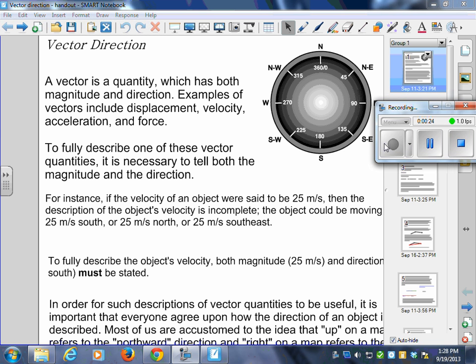All right, let's review where we're at with vectors. We know about vectors needing a magnitude and direction. I've talked about the examples: displacement, velocity, acceleration, and force. We've talked about the directions: north, east, south, and west. We've talked about the bearing method, the south of east method, and the north 30 east method, and all that.